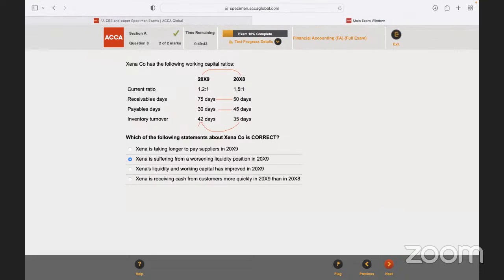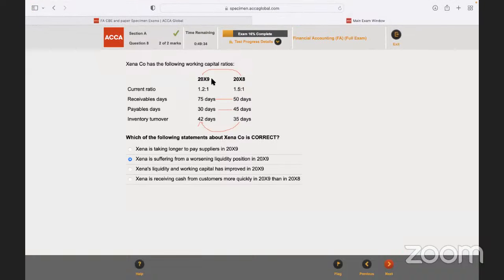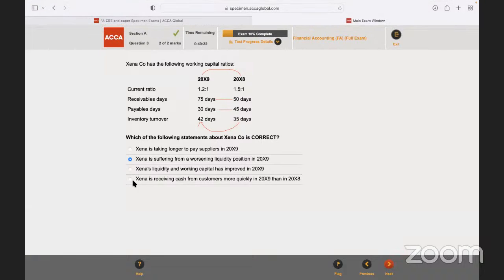X is taking longer to pay suppliers. No guys, supplier days has fallen. So we are taking a shorter time period. Liquidity and working capital has improved. No guys, everything has gone against us. X is receiving cash faster from customers. No guys, earlier we got it in 50 days. Now we are getting it in 75 days, meaning we are taking a longer time period to collect money from customers, not a short time period. So therefore, guys, the answer has to be option 2.